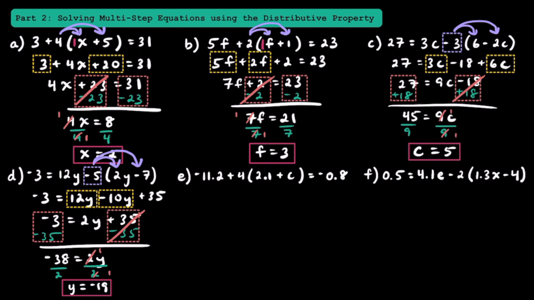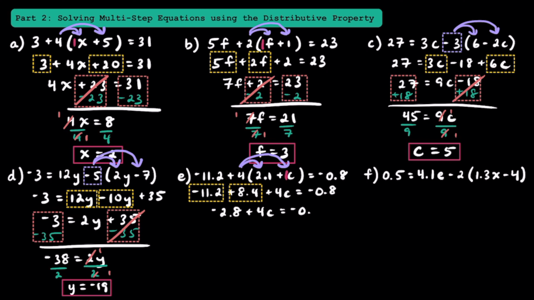For E, we have negative 11.2 plus 4 times the quantity of 2.1 plus C is equal to negative 0.8. Let's start by distributing this positive 4 to this 2.1, and then this positive 4 to this positive 1C. 4 times 2.1 is equal to 8.4, and 4 times 1C is equal to 4C. Rewriting this, we have negative 11.2 plus 8.4 plus 4C is equal to negative 0.8. Combining these constant terms of negative 11.2 and positive 8.4, we're going to get negative 2.8. After combining them, we have negative 2.8 plus 4C is equal to negative 0.8.